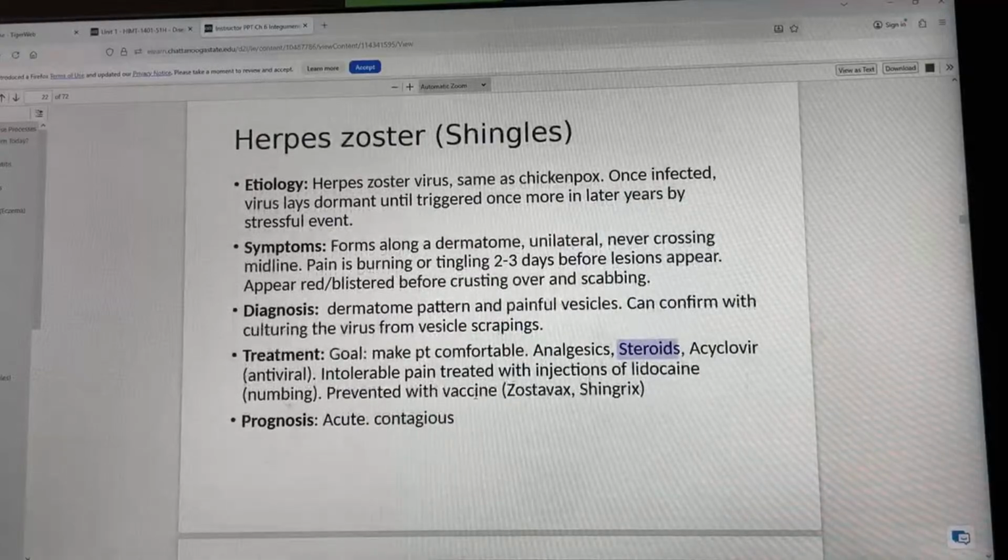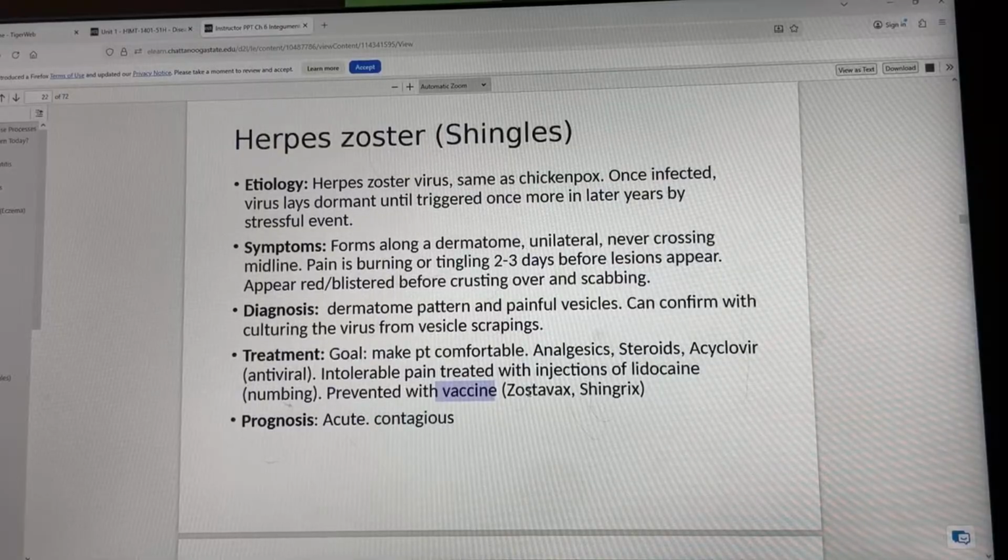And then they also do have vaccines for it to prevent it, like we do for the flu shot and other things. They don't typically give it to you until you're older, because most people don't get shingles until they're in their 50s, 60s age range. So none of you probably have had this. But Zostavax and Shingrix are the vaccines for prevention of shingles. Easy to remember because it has shing in it, shingles, and herpes zoster, it's got zoster right there.